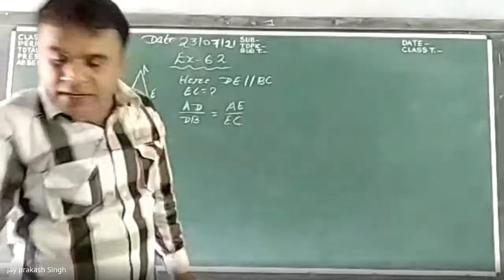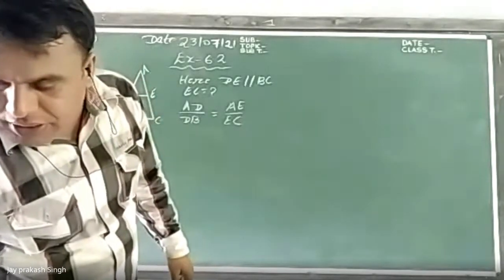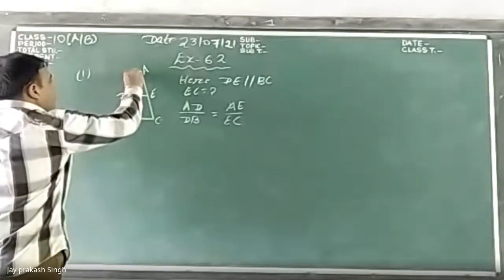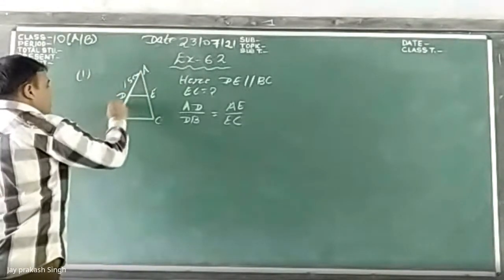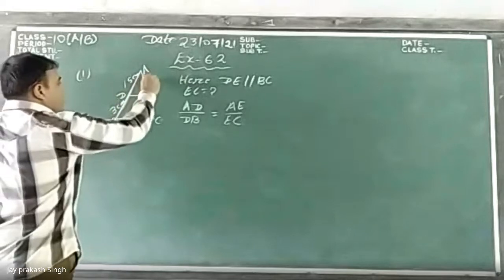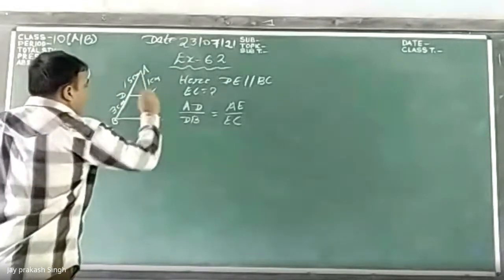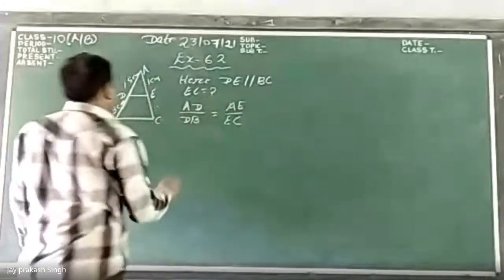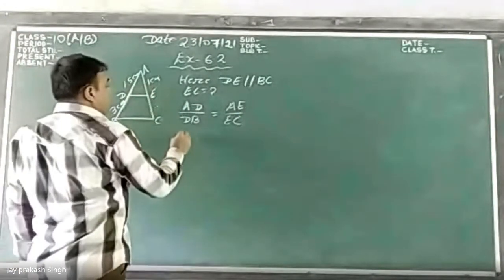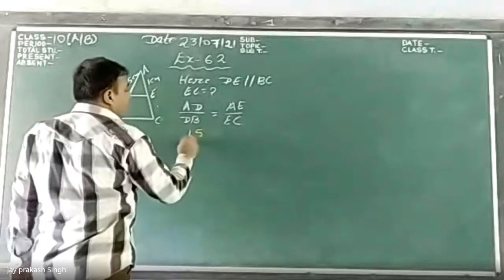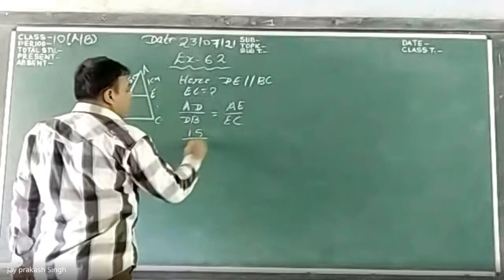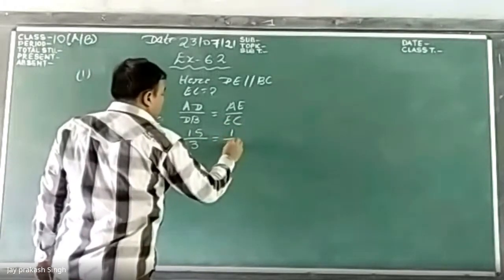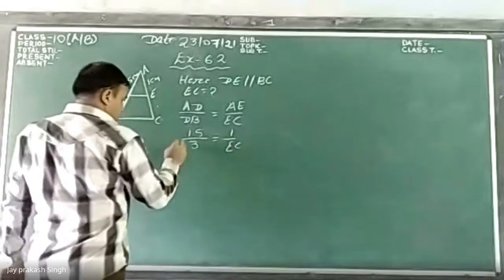The measures are given: AD is 1.5 centimeter, DB is 3 centimeter, and AE is 1 centimeter. So we have to find out EC. We put the values from the triangle: 1.5 centimeter and 3, and AE is given as 1 centimeter. We have to find EC.